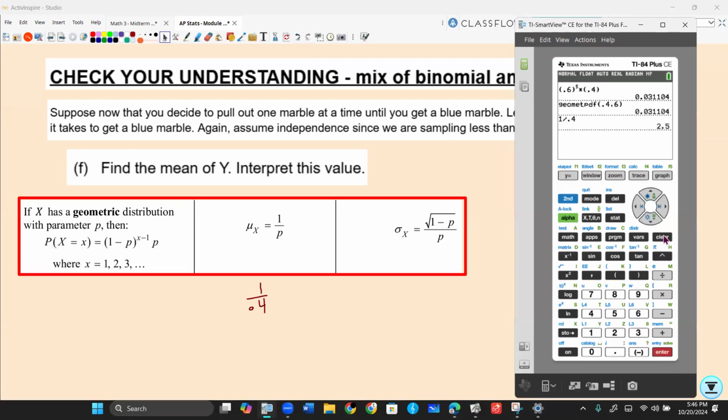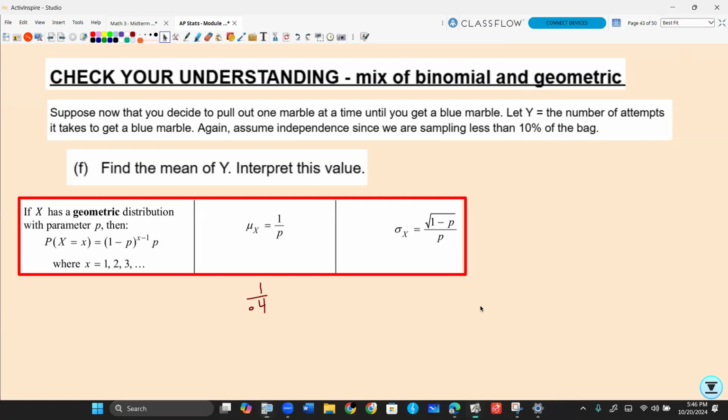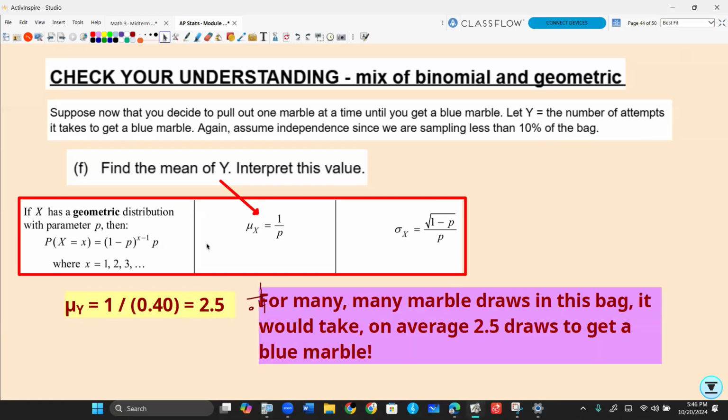which means that we would expect to get a blue upon the average of many, many draws. We would expect the average amount of times to get the blue would be 2.5. So 1 divided by 0.4: for many, many marble draws in this bag, it would take on average 2.5 draws to get a blue marble.